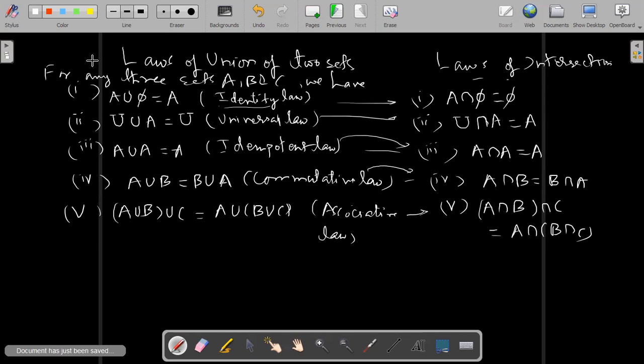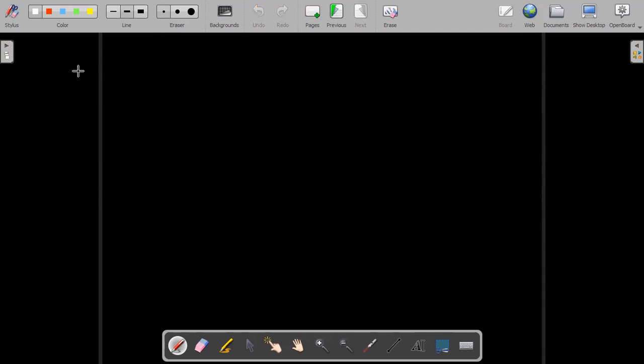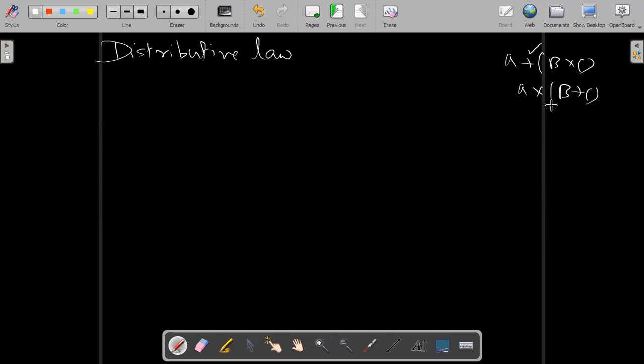There is one property where union and intersection both can be used. That is called distributive law. So in distributive law, we will use both union and intersection together. The distribution of intersection over union and union over intersection, like we are doing A plus B into C. This is the distribution of multiplication on addition.